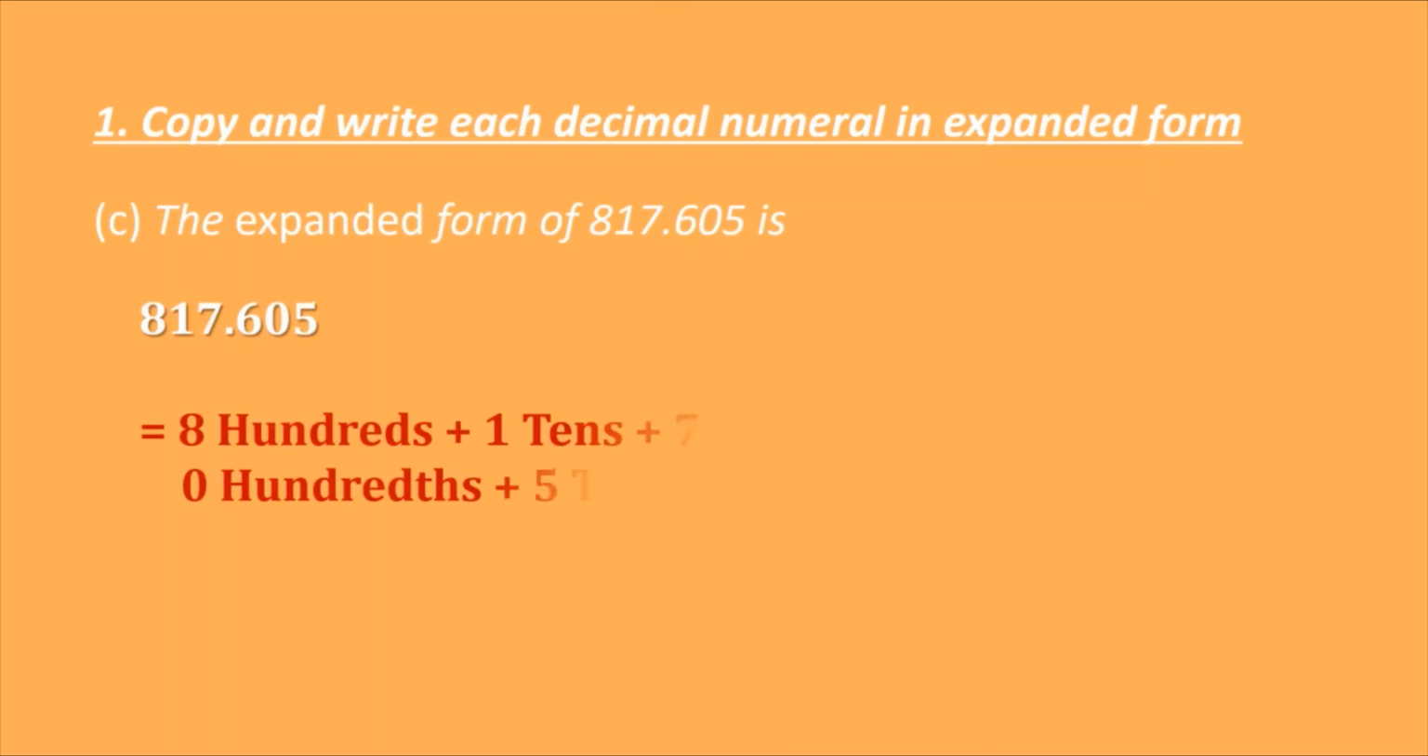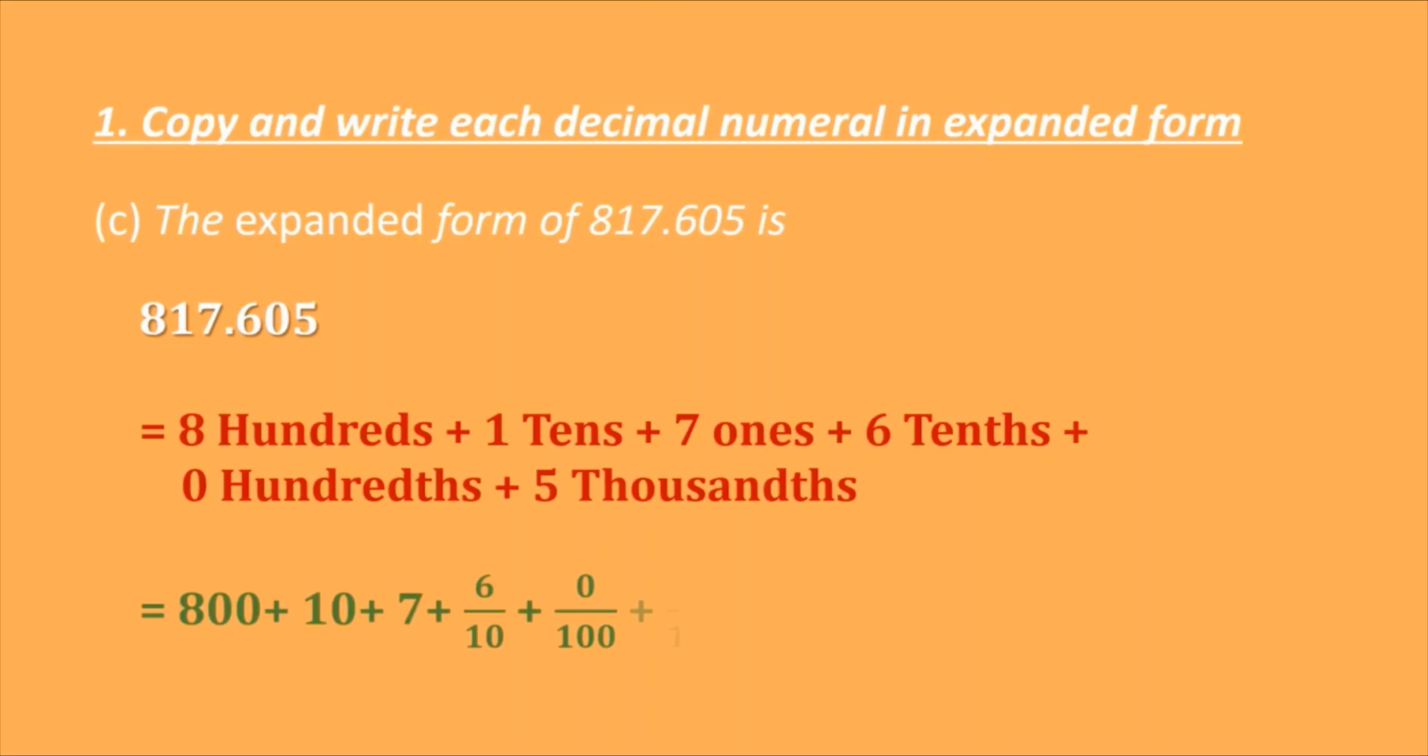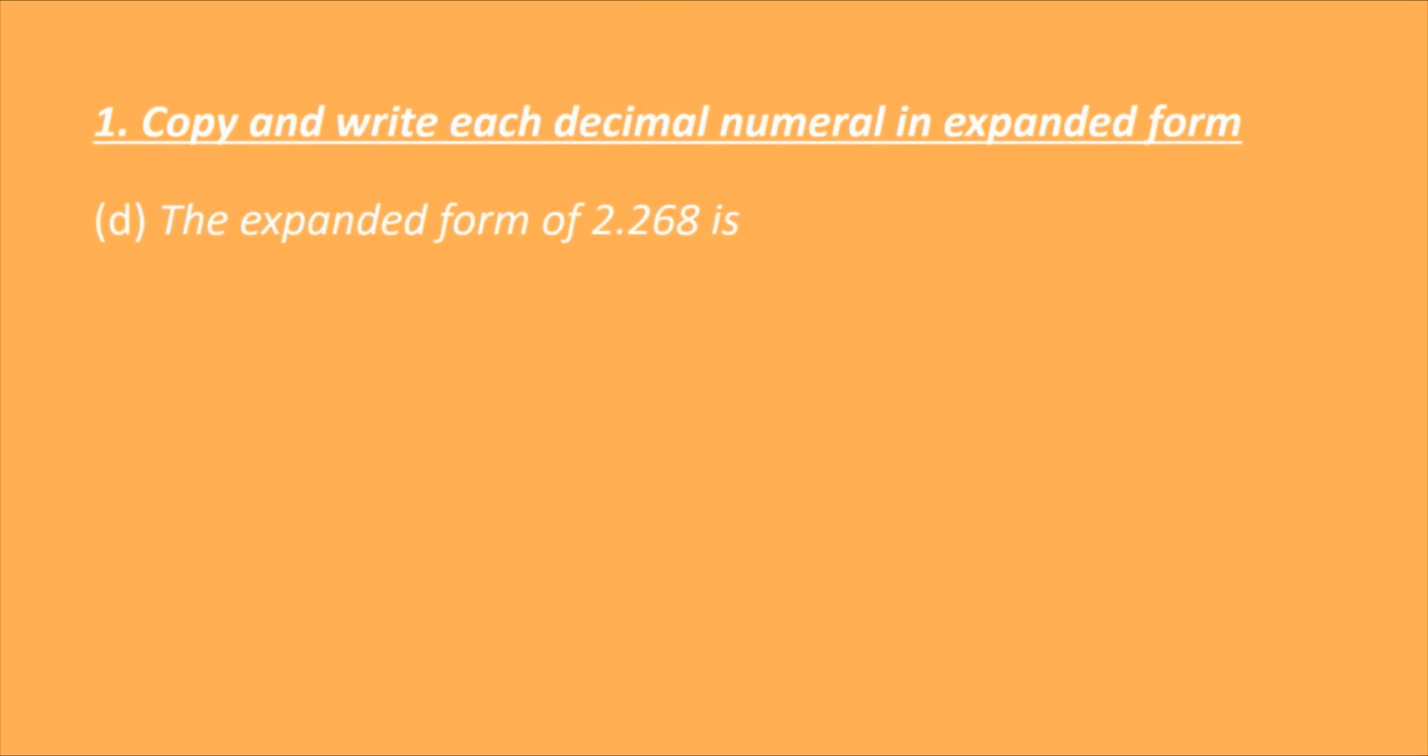Now the next is 870.605. So here 8 is in the hundreds place, 7 is in the tens place and 0 is in the ones place. So we write it as 8 hundreds plus 7 tens plus 0 ones. After the decimal, 605. So 6 is in the tenths place, so we write it as 6 tenths. 0 is in the hundredths place, we write it as 0 hundredths, plus 5 is in the thousandths place. We write it as 5 thousandths. So we write 800 plus 70 plus 0 plus 6 by 10 plus 0 by 100 plus 5 by 1000.